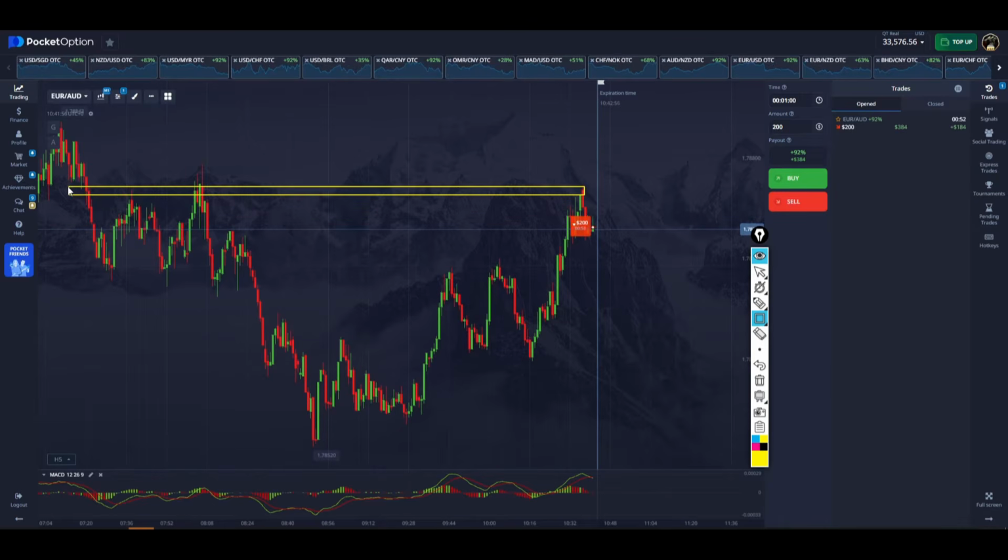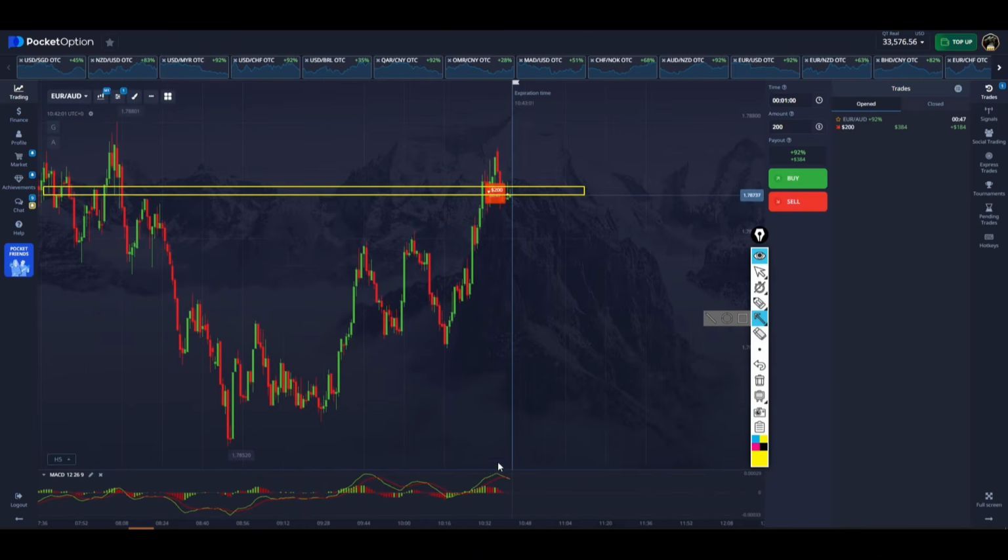First of all, I see a reaction from a horizontal resistance level. On top of that, in the MACD oscillator, I notice a moving averages crossover and a drop in volumes, which indicates weakness on the buy side. There's also a zone of interest shown by this bearish candle and a support level. So everything looks just fine. Now let's wait for the trade to close and see the result.